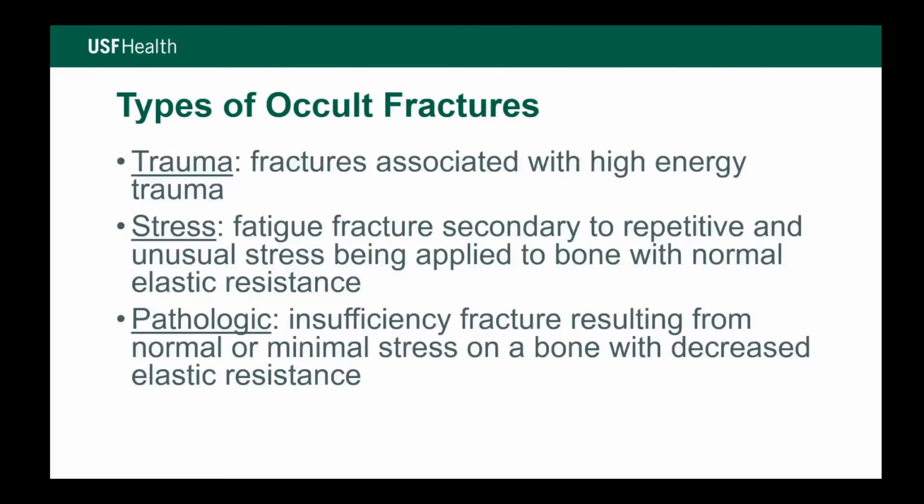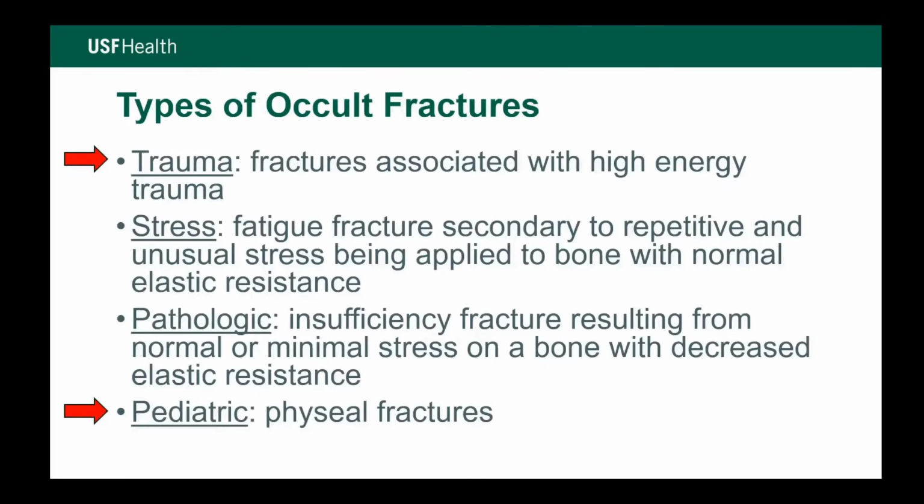And you can really break it down to four types of occult fractures, right? Trauma is most commonly seen in the emergency department, and pediatric physeal fractures. Those are the ones we're going to talk about. Stress fractures are more commonly seen in athletes where their training level exceeds the ability of the bone to heal after exercise, but the underlying bone is normal and healthy. Pathologic fractures are insufficiency fractures resulting from bone with impaired bone integrity, right? Whether that's related to malignancy or chronic steroid use or osteopenia, etc.